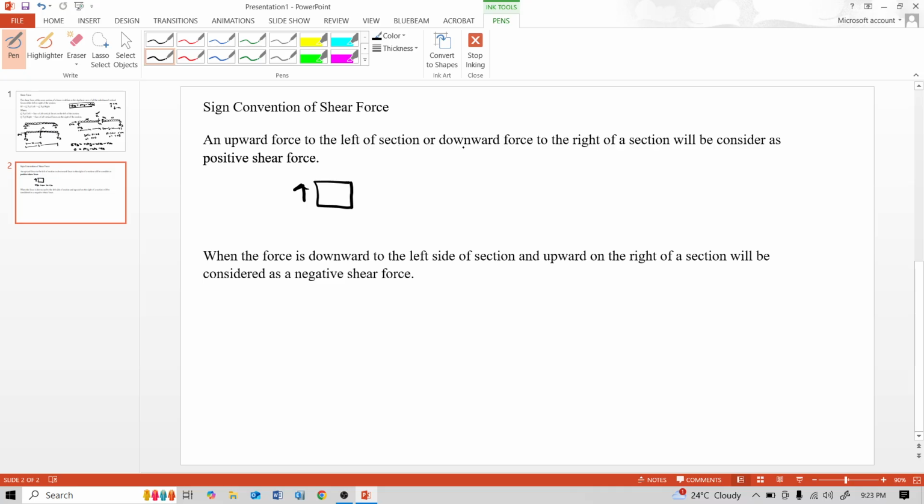Upward force to the left of the section or downward force to the right of the section will be considered as positive shear force. Another way, see here, left or right side, here vertical force, downward force is positive shear force.